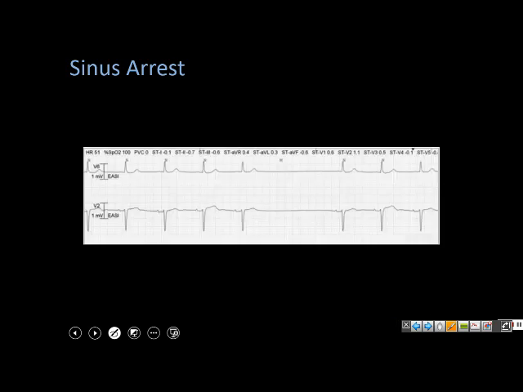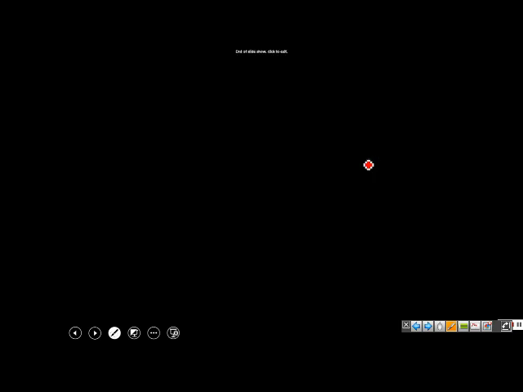And here's an example of sinus arrest. As you can see, there's no P waves or anything. It's easier to see the P waves down here. No P waves until right there. And this is not going to be a multiple of the R to R intervals. And that concludes sinus rhythm.